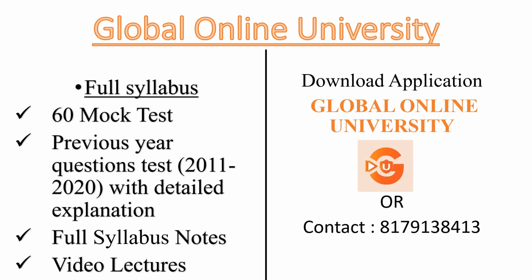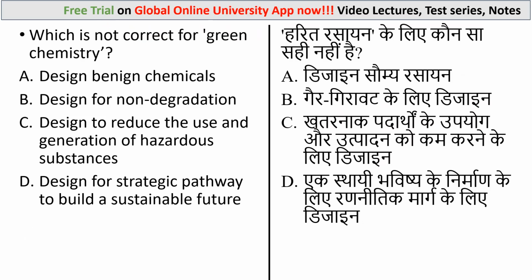Now let's begin with today's lecture. Which is not correct for green chemistry? In the given question they ask which is not correct for green chemistry, and the options given are: design benign chemicals, design for non-degradation, design to reduce use and generation of hazardous substances, and the last option is design for strategic pathway to build a sustainable future.